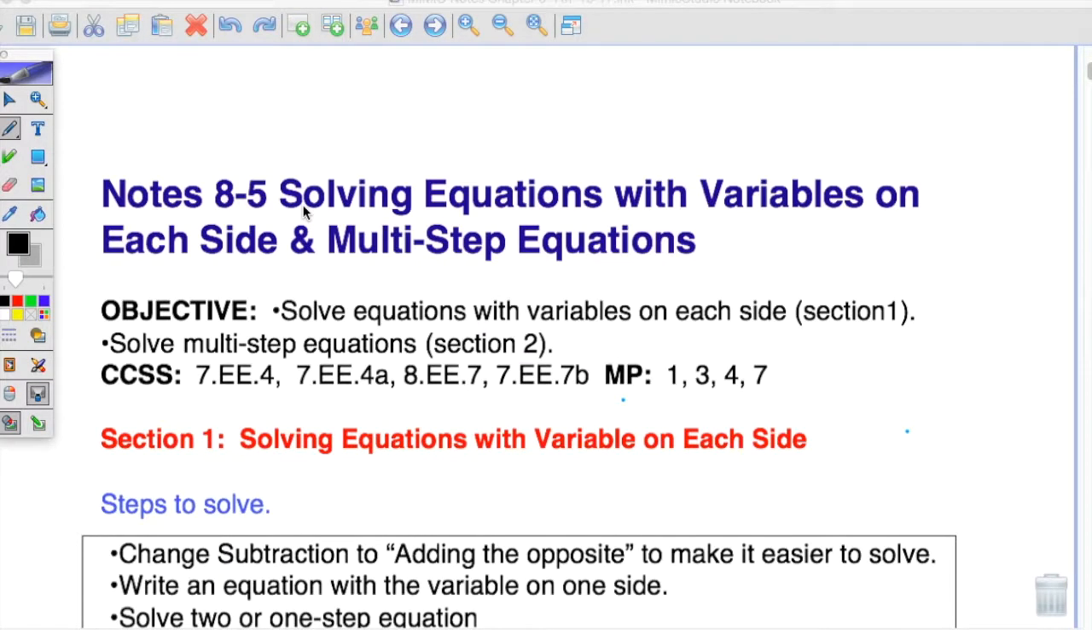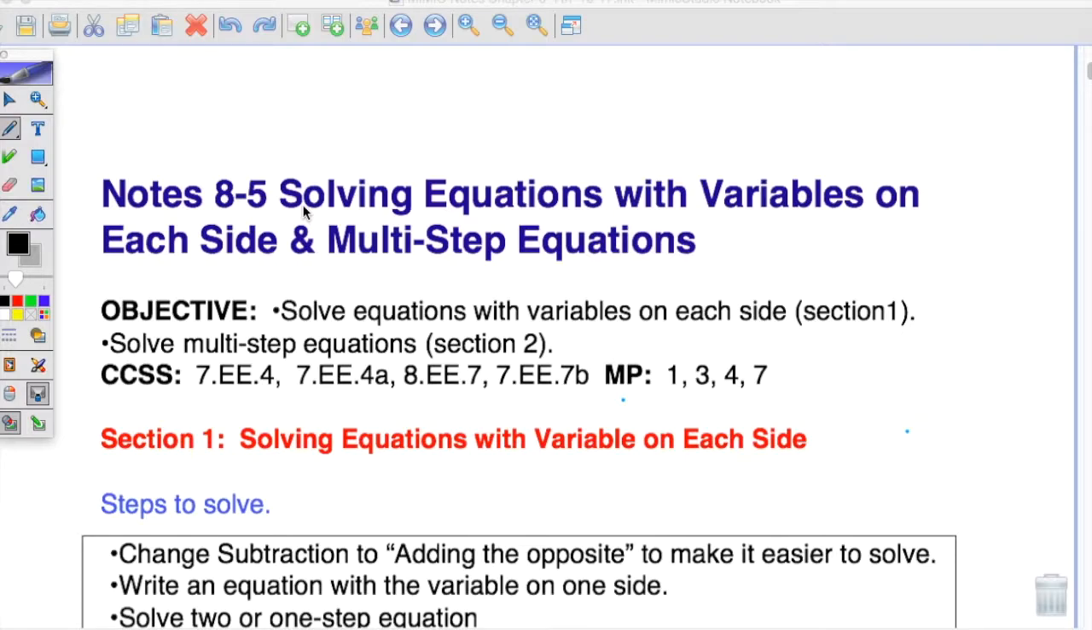This is notes 8-5 on solving equations with variables on each side and multi-step equations. We're going to solve equations with variables on each side, which will be section 1, and then we're going to solve multi-step equations, which is section 2. The Common Core state standards are listed in the mathematical practices.